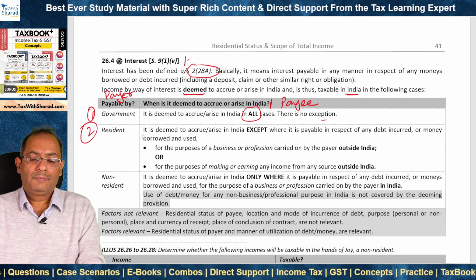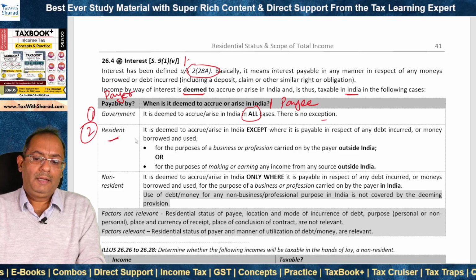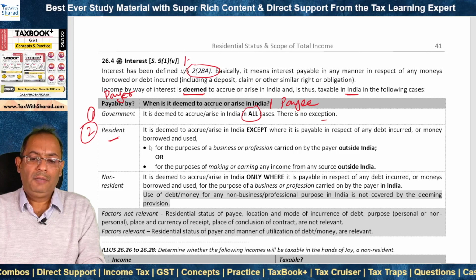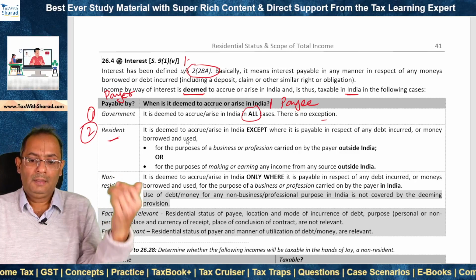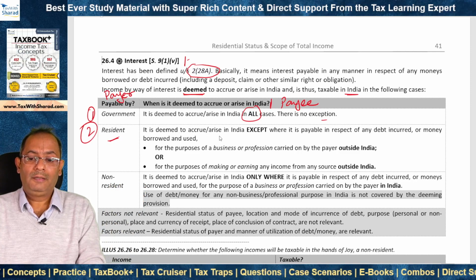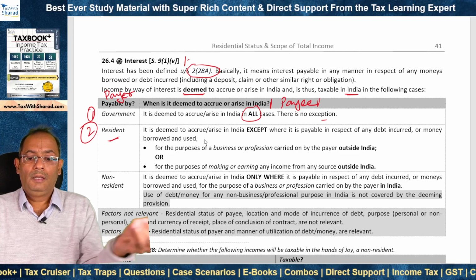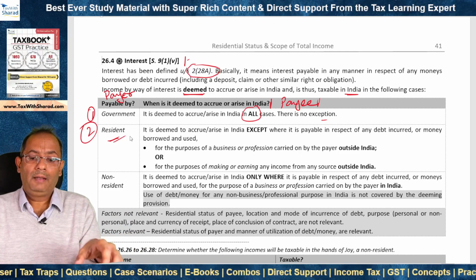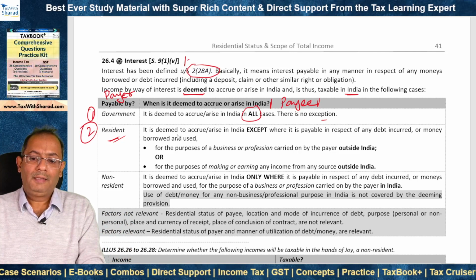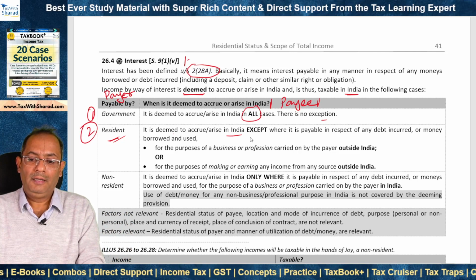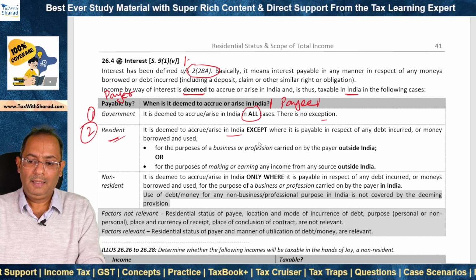In the second case, where you find that the payer is a resident, that means the interest is payable by a resident. The resident has borrowed the money. Now the taxation of such interest income in the hands of the payee depends on how the resident payer is utilizing that money. So the interest income is deemed to accrue or arise in India in the hands of the payee and is therefore taxable in his hands in India.